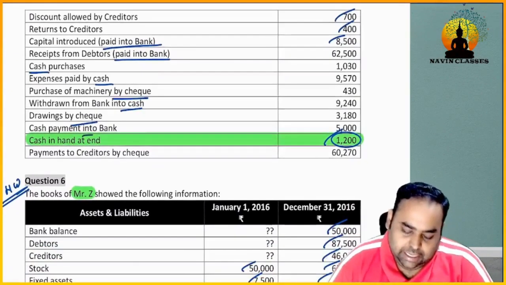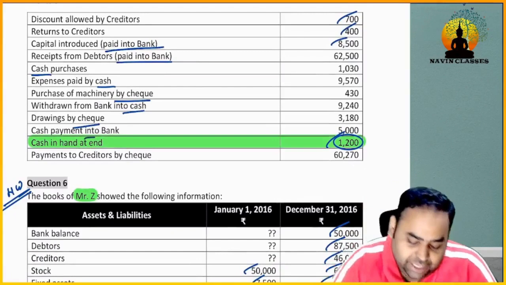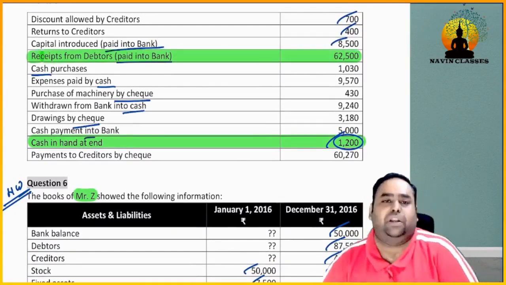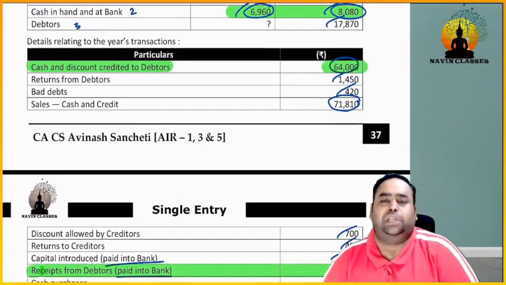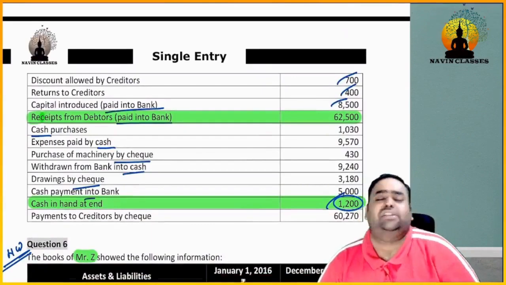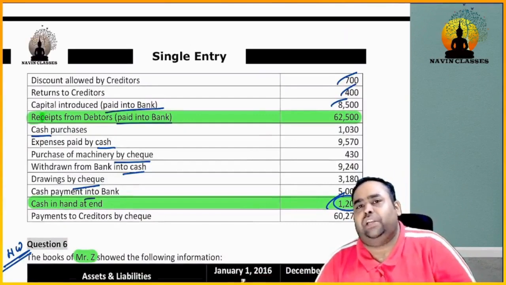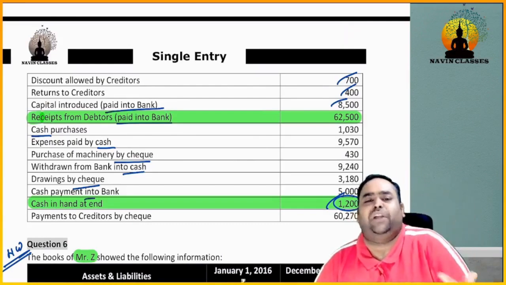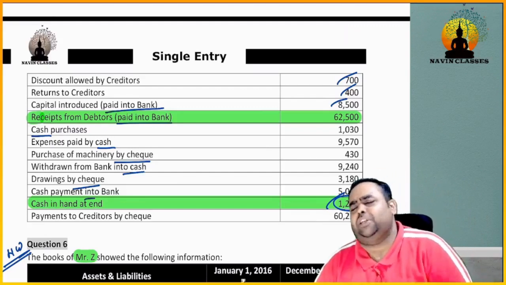Next, receipt from debtors, and it mentions paid into bank 62,500. Now this receipt from debtors is given separately, and it mentions paid into bank 62,500. And above it was given cash and discount credited to debtors for 64,000. The total of cash and discount was 64,000. Now the receipt is 62,500. So how much will be the discount? To calculate discount, we'll subtract 62,500 from 64,000. It will be 1,500.